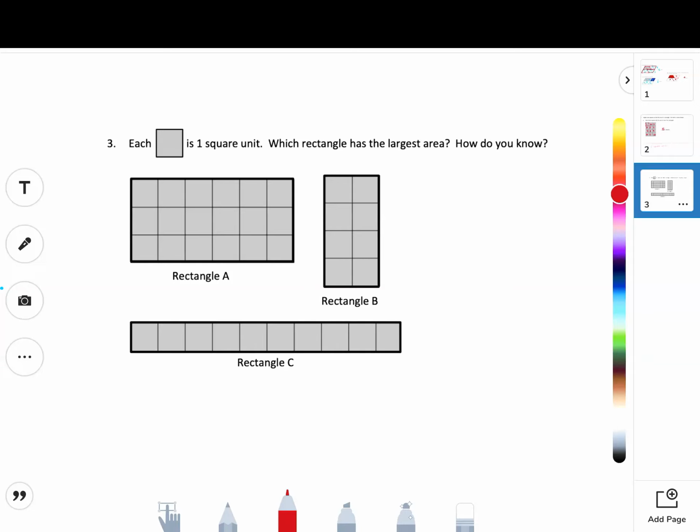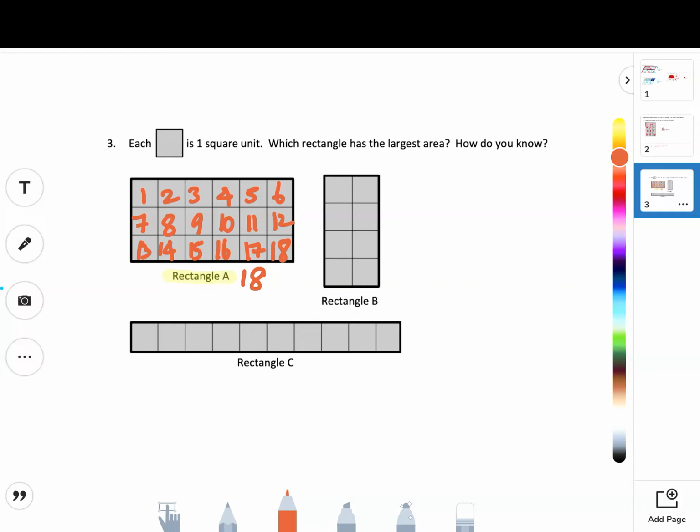Each square is 1 square unit. Which rectangle has the largest area? And how do you know? Let's begin with rectangle A. I'm going to count the number of squares in this shape. 1, 2, 3, 4, 5, 6, 7, 8, 9, 10, 11, 12, 13, 14, 15, 16, 17, 18. So this rectangle A has 18 squares.